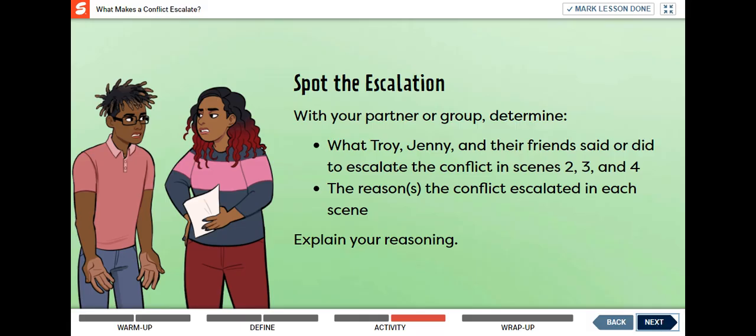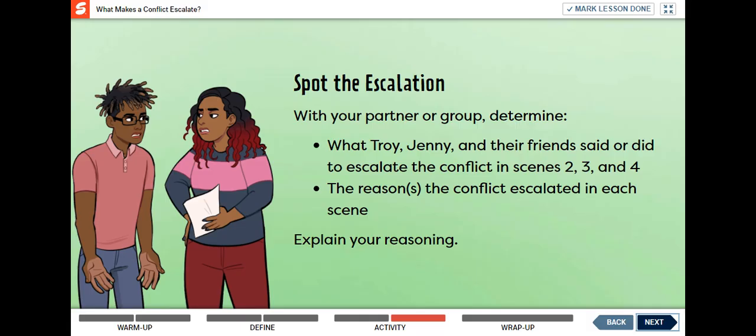Scene 2. In fact, Troy feels so mad he starts yelling at Jenny. "Fine. Some friend you are, I quit." Jenny yells back. "You're just saying that to get back at me for hanging out with Andrea and Charlie the other day, and not with you." End of scene 2. So again, check all the reasons for the escalation that apply: not managing emotions, jumping to conclusions, making assumptions, and involving others.